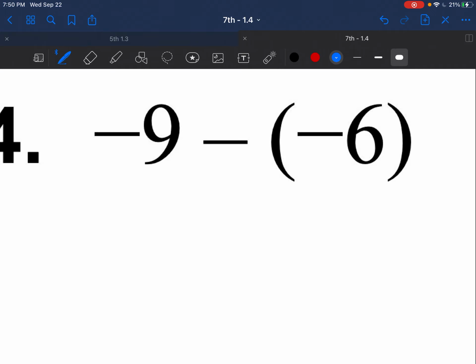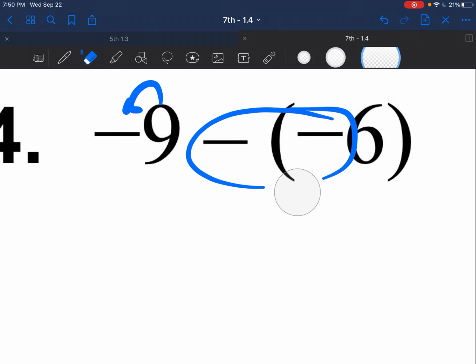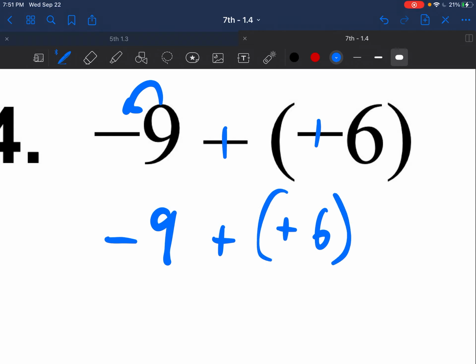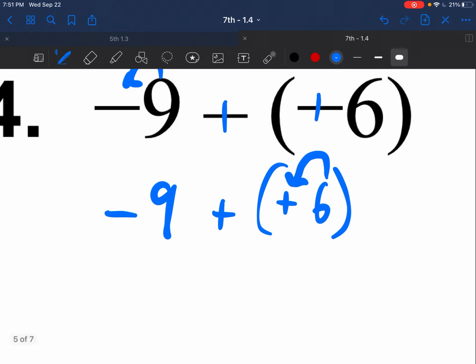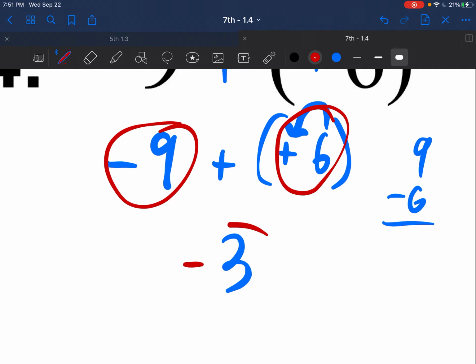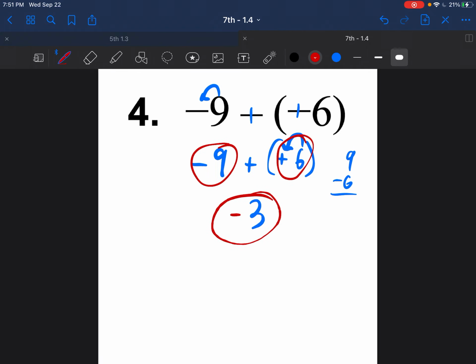Let's see what we notice. We have negative 9, because to the left of it is a negative. And we have something right here. What is this, ladies and gentlemen? That is a double negative, which turns automatically positive. So now let's solve our problem. We now have negative 9 plus a positive 6. Is this same sign or different signs? Different signs, so we have to subtract. What is 9 minus 6? 9 minus 6 is 3. Do we have more negatives or more positives? We have more negatives, so my answer is going to be negative 3. Let's try another one.